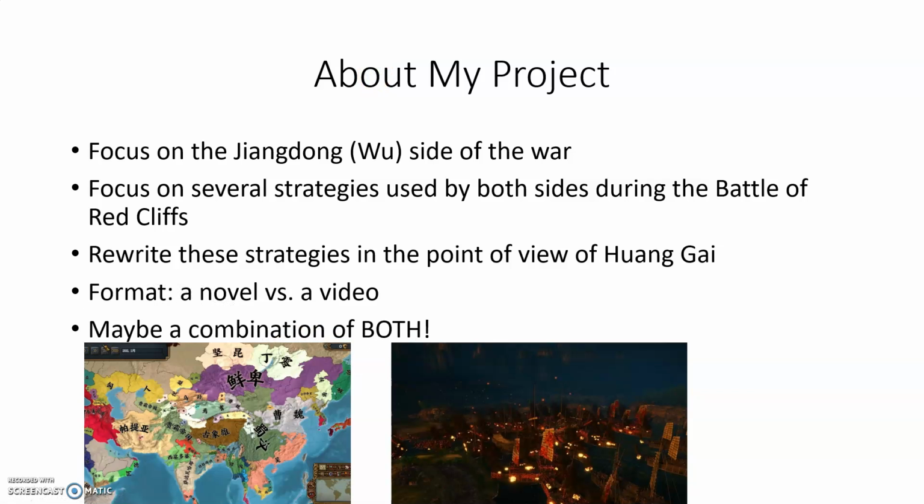I will write some part of the story, maybe the strategies part, and then for the war part, I will play some videos so you can see the war, so it's easier for you to visualize it. So these are my plans. I haven't decided what the final format of my project will be, but these are my thoughts.